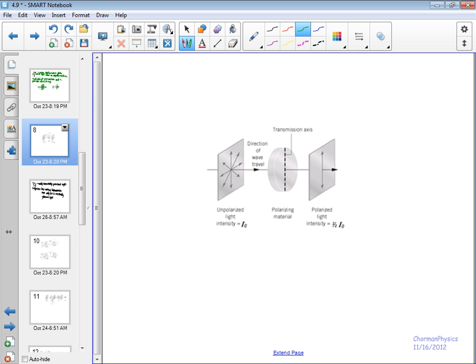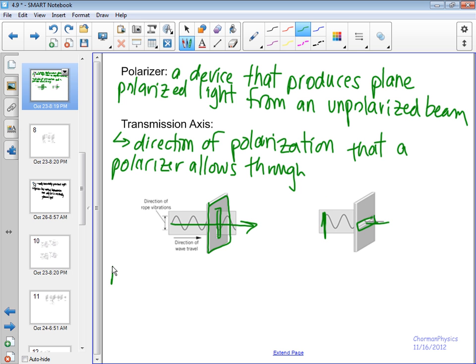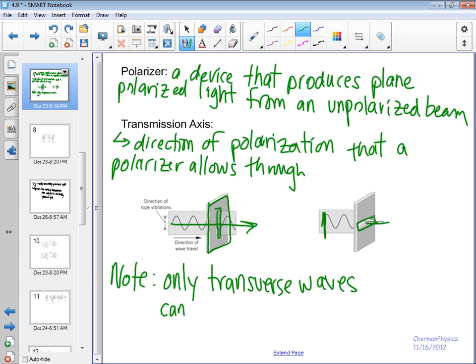So if we take a look here, okay, in your packet there, there's one thing I would like to note as well before we move on, sorry. Please note that polarization only works for one type of wave. Transverse waves are the only waves that can be polarized. Longitudinal waves, like sound waves, cannot be polarized. Okay.